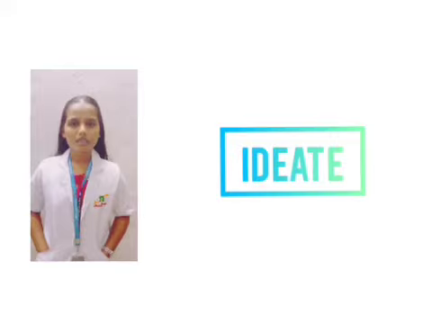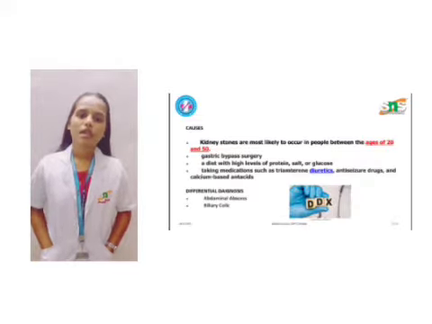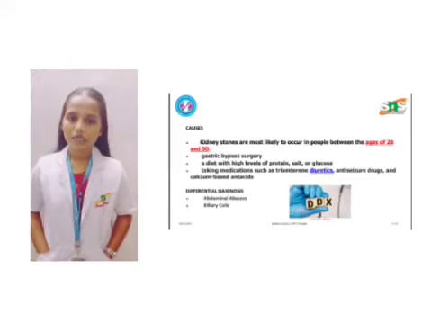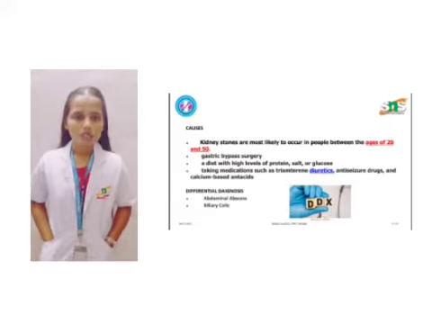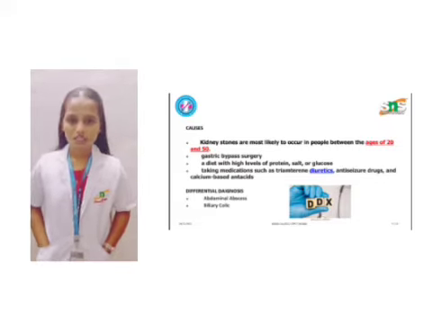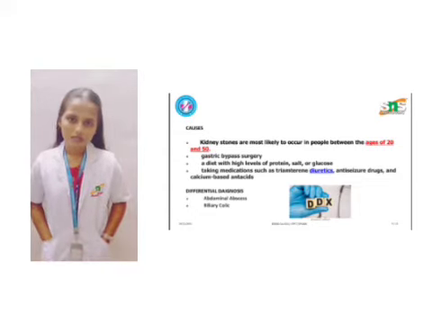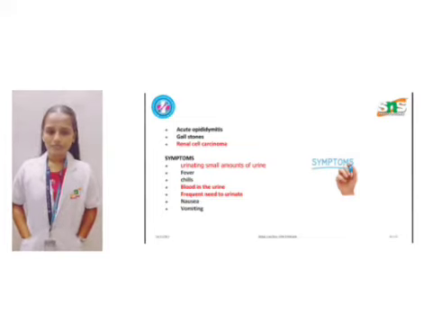The upcoming topic comes under the design thinking curriculum, which is ideate, refine ideas, and find ideas. Causes. Kidney stones are most likely to occur in people between the age of 20 and 50. Gastric bypass surgery, a diet with high levels of protein, salts, or glucose, taking medications such as triamterene, diuretics, and protease inhibitor drugs, and calcium-based antacids. Differential diagnosis. Abdominal abscesses, biliary colic, acute epididymitis, gallstones, renal cell carcinoma.